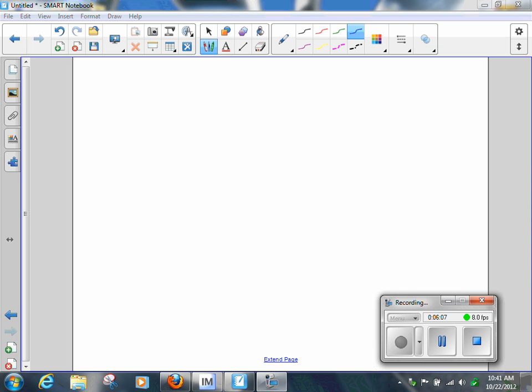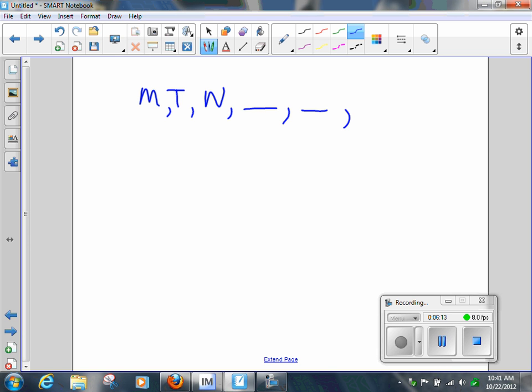patterns, okay? And patterns don't always have to be in numbers, okay? If we started MTW, how would you finish that out? TFS, what does that stand for? Thursday, Friday, Saturday, and I could even end with another S, right? So it doesn't always have to be numbers, but we have to recognize the patterns.